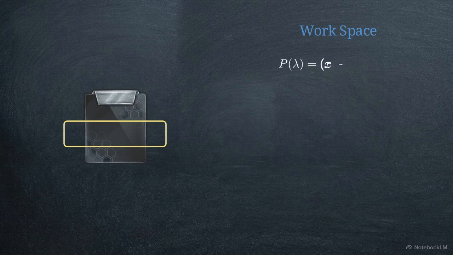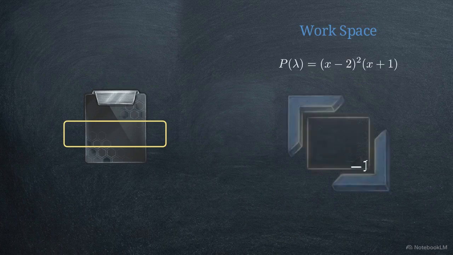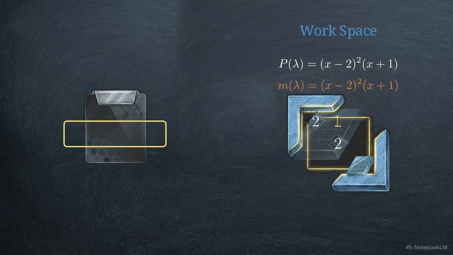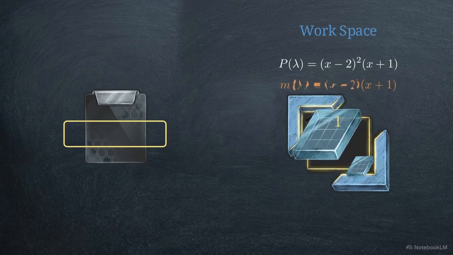In a 3x3 case, like (x − 2) squared times (x + 1), the eigenvalue −1 has a multiplicity of 1. It occupies its own 1x1 block. The remaining 2x2 space belongs to the eigenvalue 2. If its minimal polynomial exponent is 2, it forms one large block. If the exponent is 1, it splits into two separate blocks.